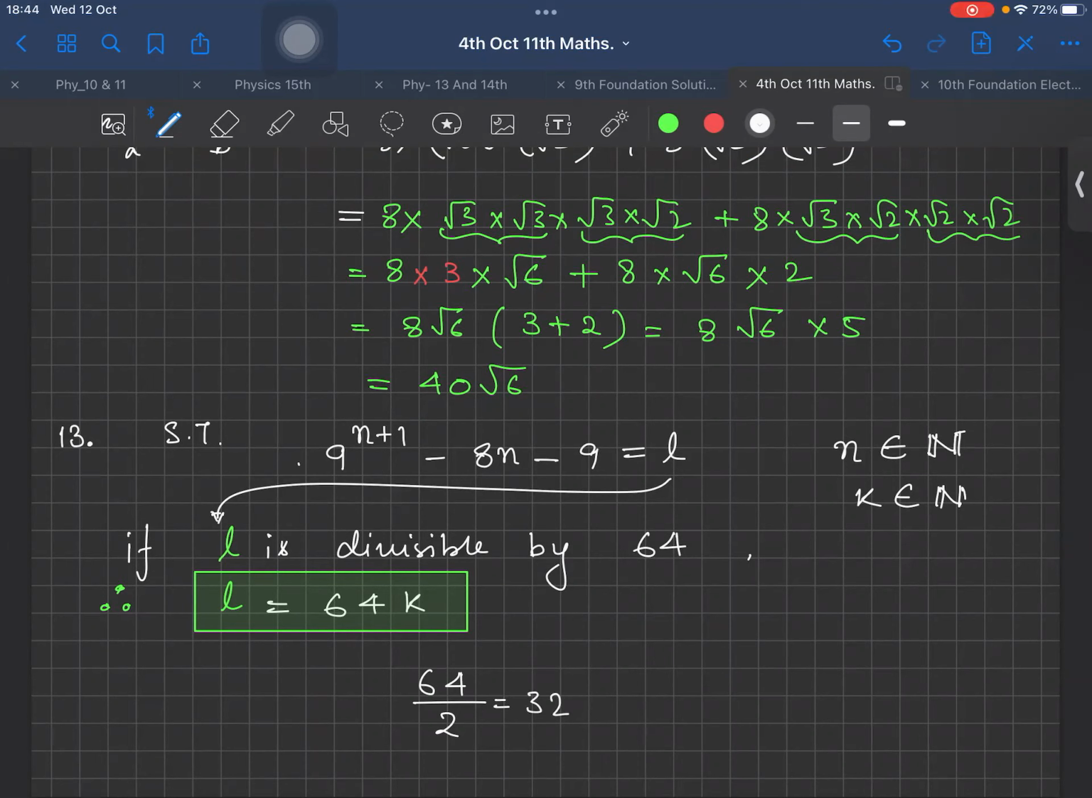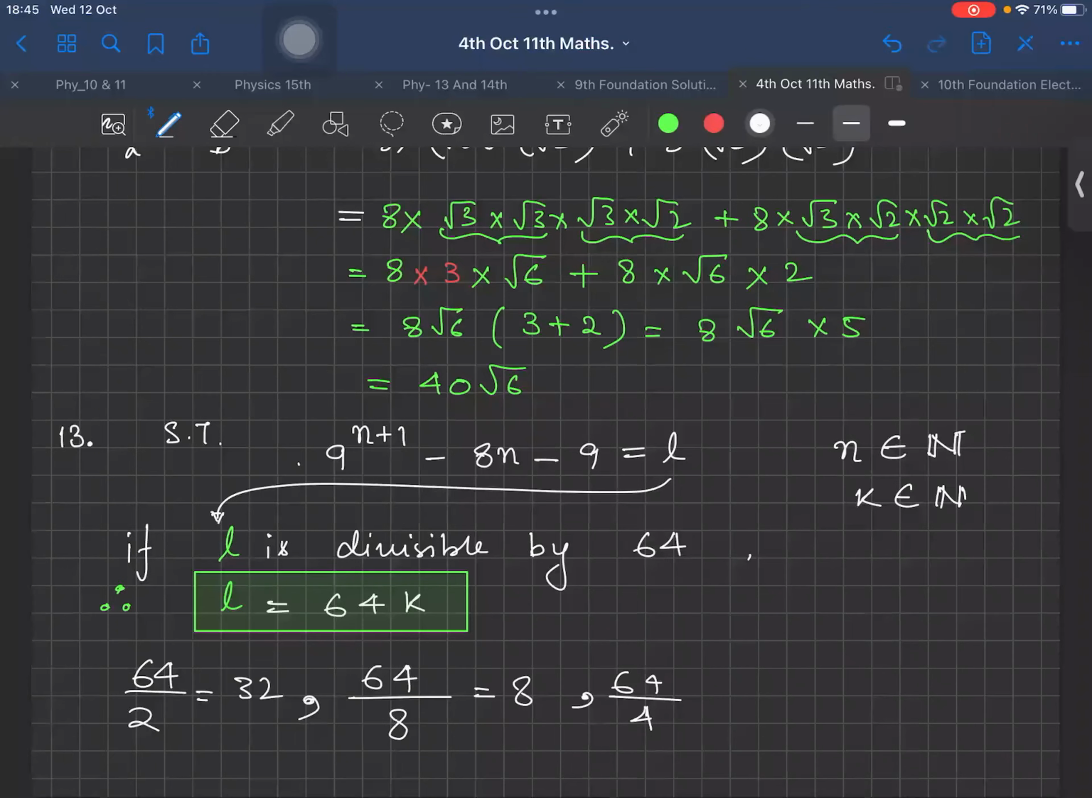Let's take another example. Let's say 64 is divisible by a number, let's say 8. Now 64 by 2, we saw it is 32. 64 by 8, or is 64 divisible by 4? It is not divisible by 4, right? Or is it? No, it is divisible. How much? 24.